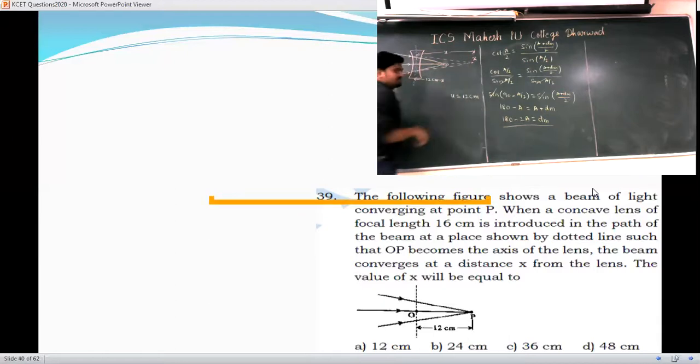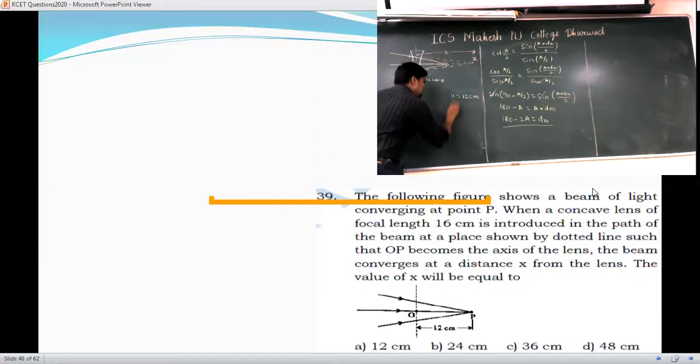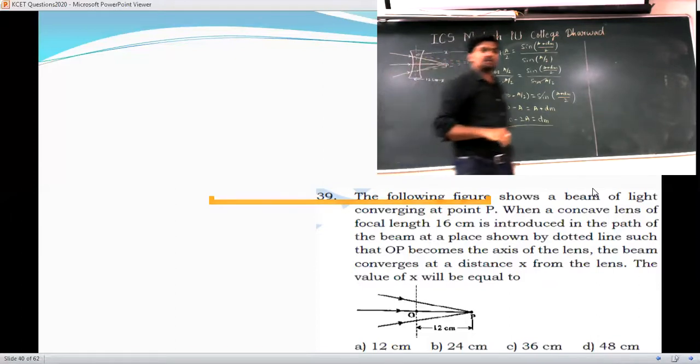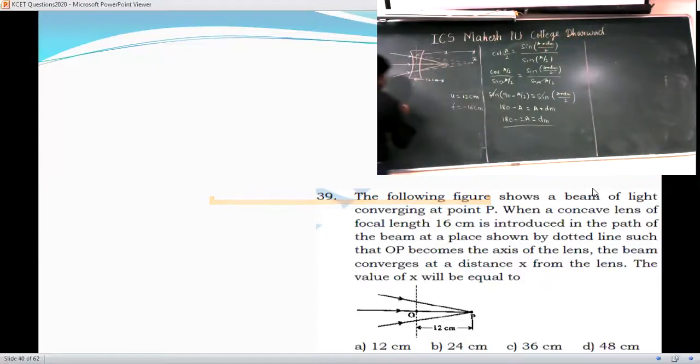Now how do you calculate that? Object distance they have given as 12 centimeter. As they have mentioned concave lens, the focal length I will take as minus 16 centimeter. According to the rule, as it is concave, I have taken it as minus 16. Now what is the formula? 1 by f is equal to 1 by v minus 1 by u. Now f is minus 16. Put it: minus 1 by 16 is equal to 1 by v minus 1 by 12.